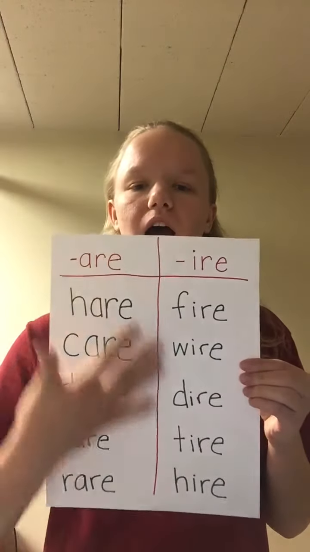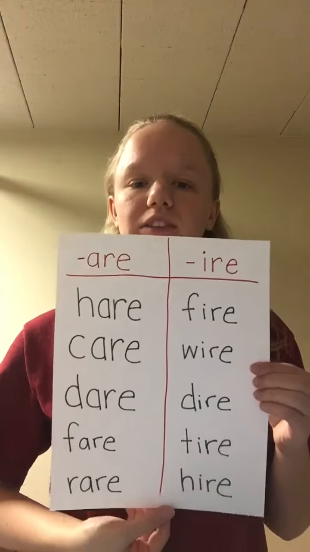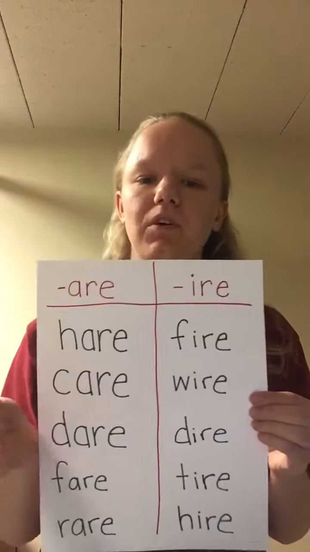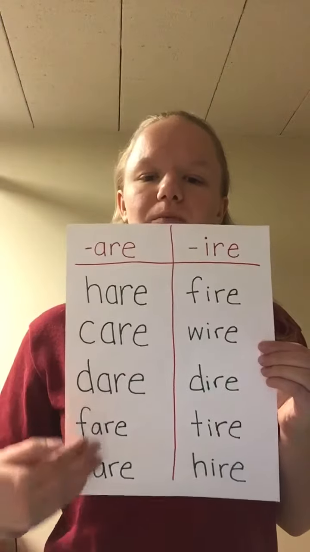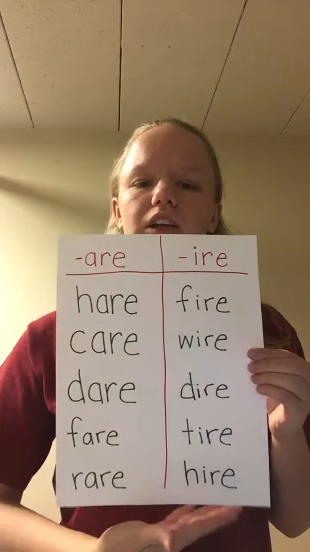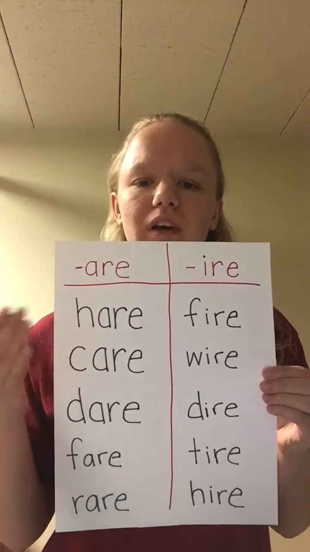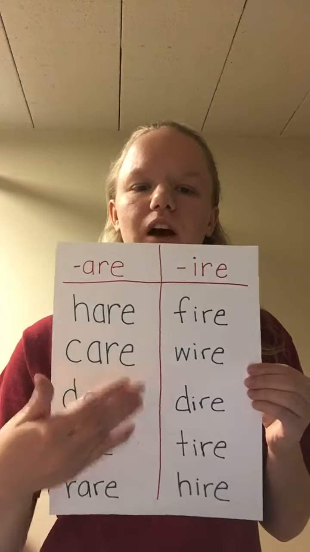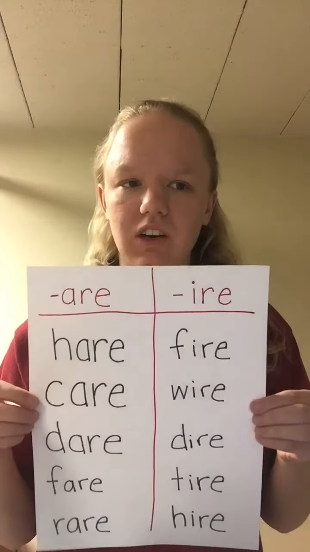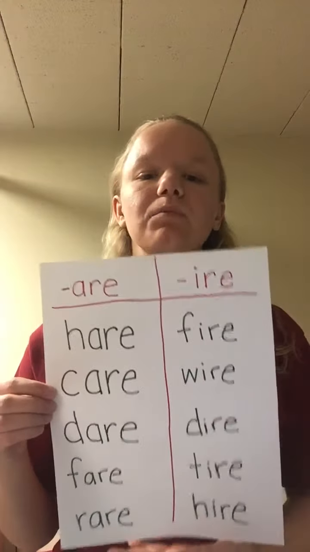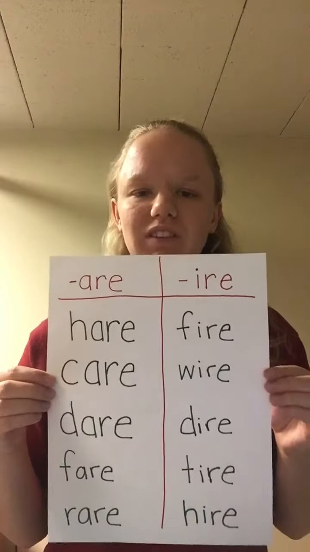So I made an example with a T-chart, and I wrote air and ire at the top of the T-chart, and then I came up with some words on each side of the chart that represent both word families. So I have hair, care, fire, and wire. And students can come up with different words that have consonant digraphs or blends in the beginning, or just single consonants.